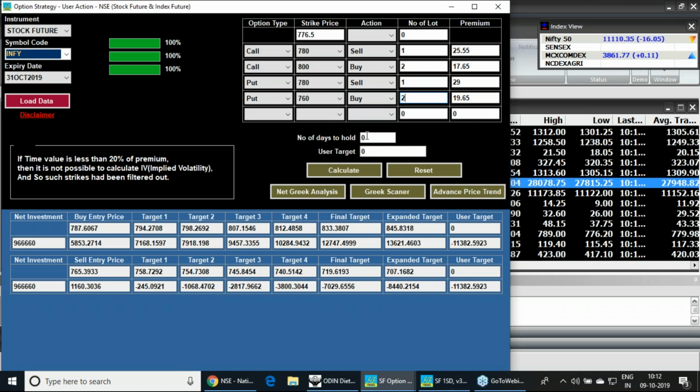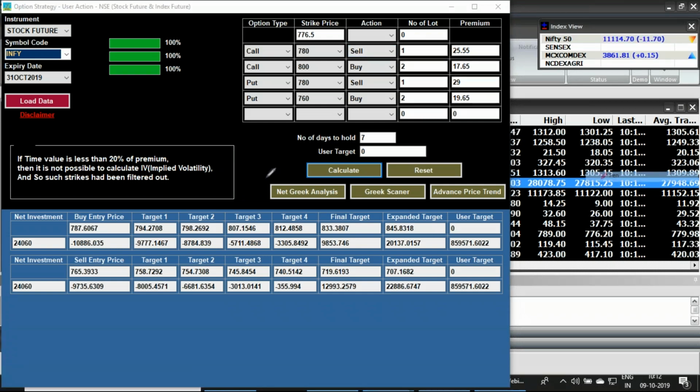A 10 rupees difference also you can do, but you will have to pay a little more money. So here 39 rupees you are paying, 29 you are receiving, 10 rupees multiplied by 12,000 rupees. So here also 35 and 10, this is also 12,000 rupees. So 24,000 rupees of cash you have to put in as the time value risk.